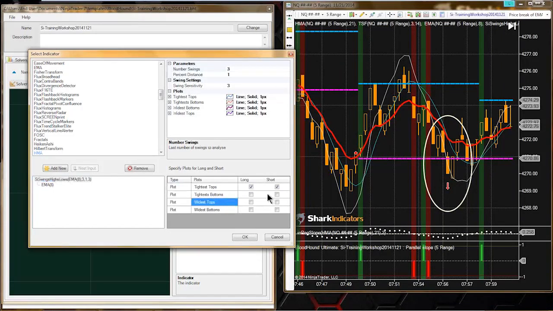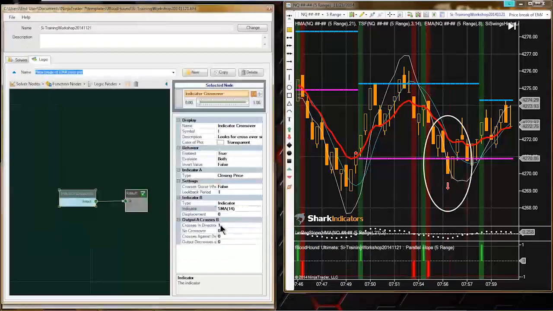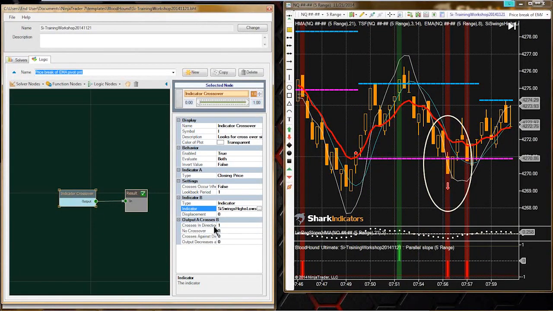So we want, let's see, when the closing price crosses down below the widest bottom. Remember, the magenta is the widest bottom plot. So here we go, widest bottom. We want a short signal when that gets crossed, and we're going to use the widest tops to generate a long signal. And yeah, all right, there we go.